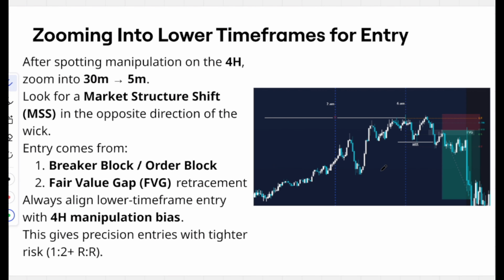So jumping into our entry, how we can tie this in is, let's say 2 a.m. This is 4 hours, going down to the 30-minute chart and then to 5 minutes. So this is the 5-minute chart, sorry. Going to the 5-minute chart, you can see the liquidity sweep is around here. So you have the 2 a.m. candle, the 6 a.m. candle, and the 6 a.m. is swept. And afterwards there's a market structure shift, right?